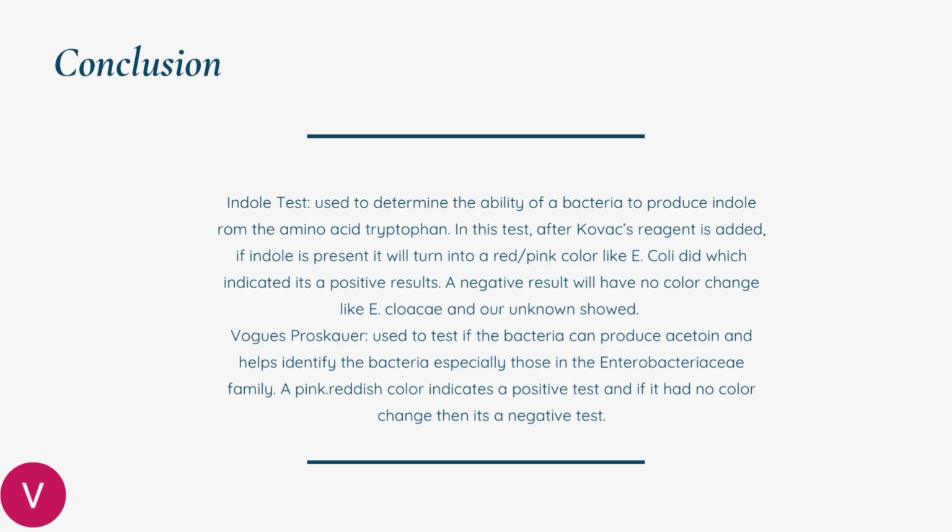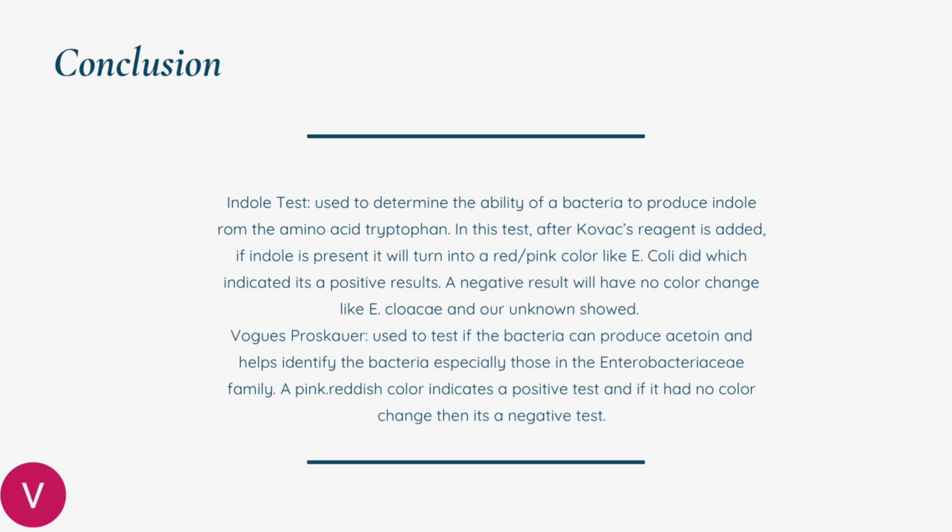Conclusion. The indole test is used to determine the ability of a bacteria to produce indole from the amino acid tryptophan. After adding the Kovac's reagent, if indole is present, it will turn a red-pink color, as shown with our E. coli results, which indicates a positive test result. A negative test result will have no color change, like the E. cloacae and unknown 204 showed.